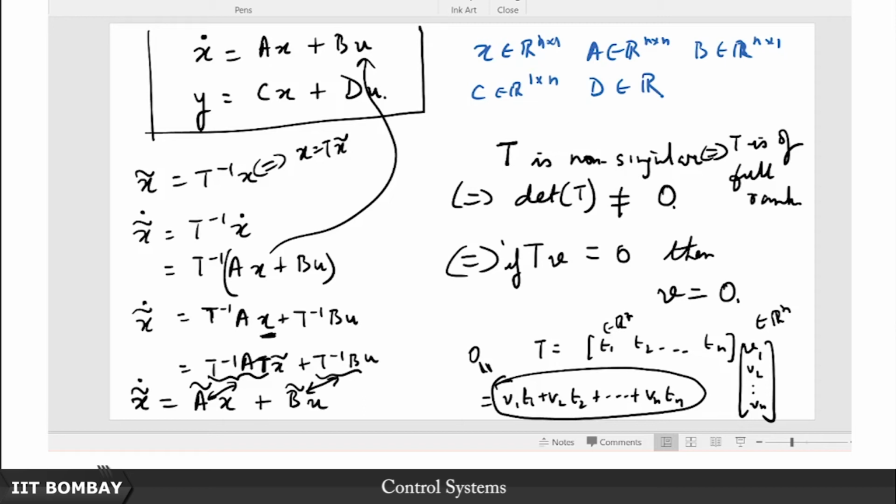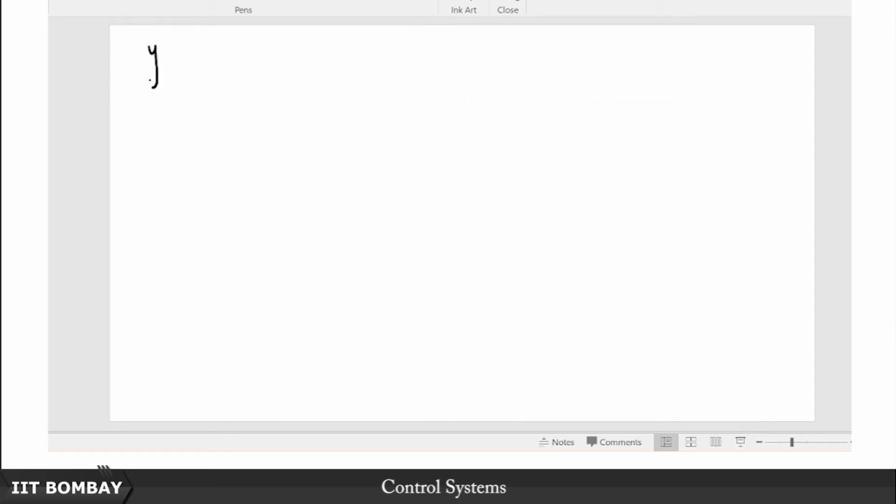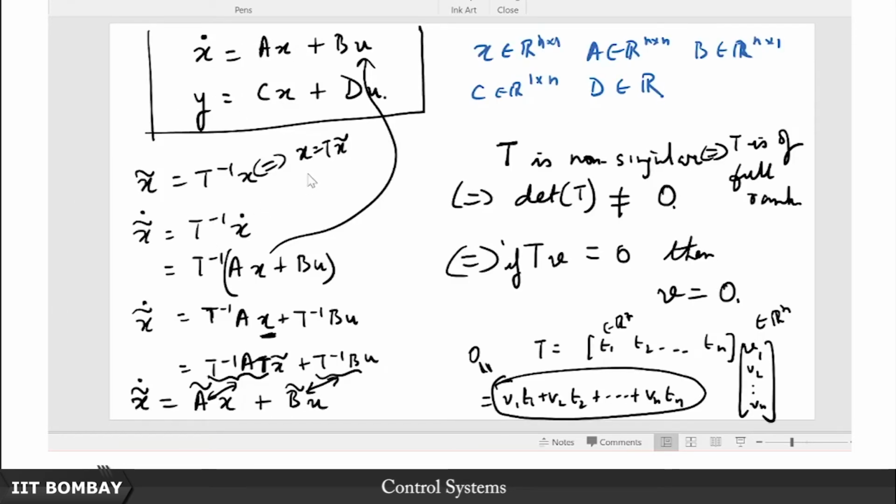What about the output equation? Let me explore that. The output is y equal to Cx plus Du. Now that is going to be C times, what is x in terms of x tilde, just notice this. If I replace x with variables in terms of x tilde, as I said, it is just a substitution.